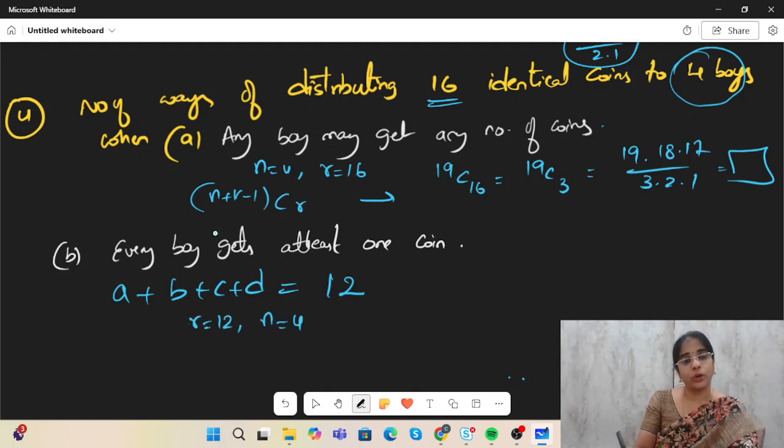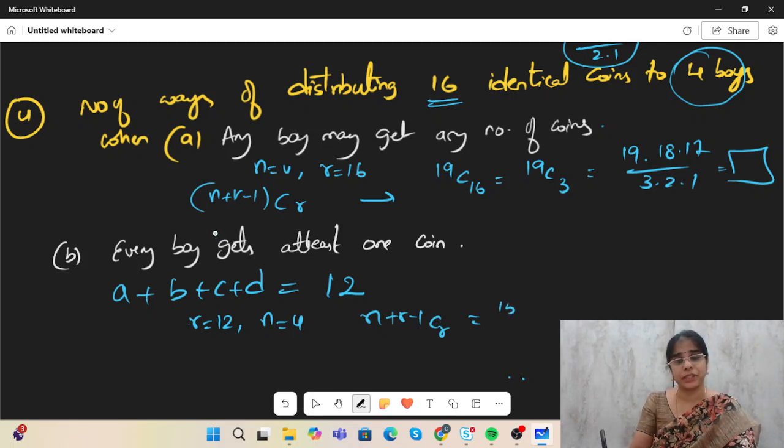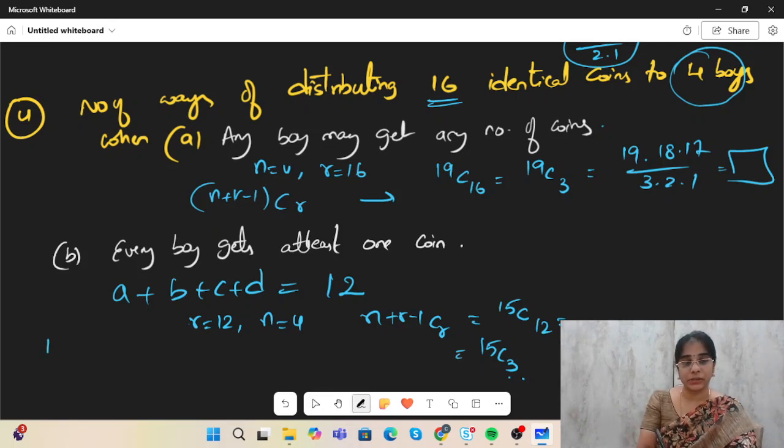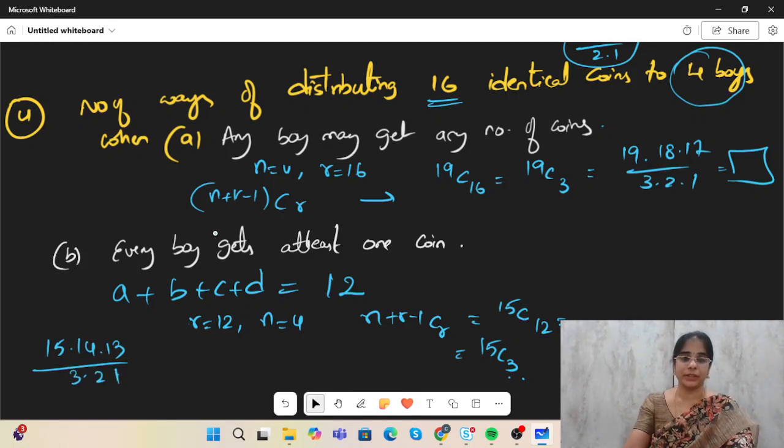N is 4. Again, apply N plus R minus 1 C R. So, 12 plus 4, which is 16, minus 1, that is 15 C R, which is 12, which is the same as writing 15 C 3, right? 15 C 3 is what? 15, you reduce it 3 times. 15, 14, 13 upon 3, 2, 1, right? Finish. So now the next question.